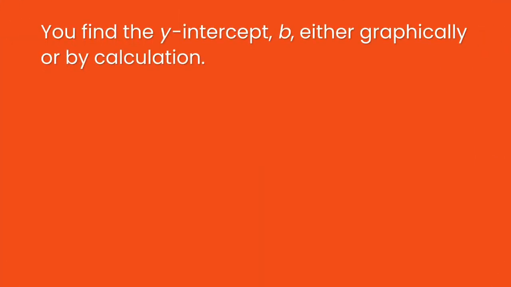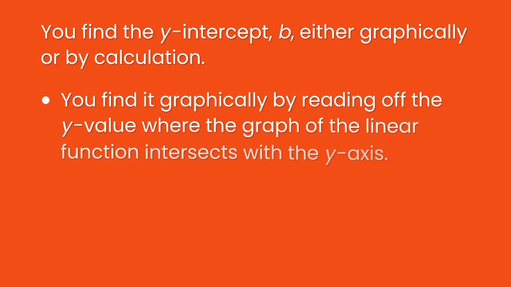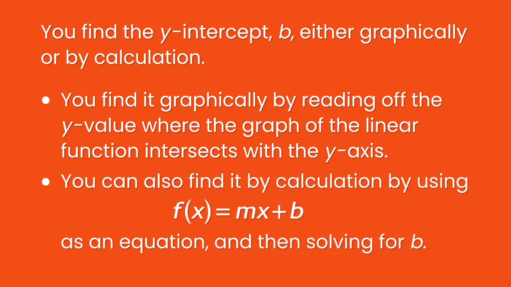You find the y-intercept, b, either graphically or by calculation. You find it graphically by reading off the y value where the graph of the linear function intersects with the y-axis. You can also find it by calculation, by using f of x equals mx plus b as an equation, and then solving for b.